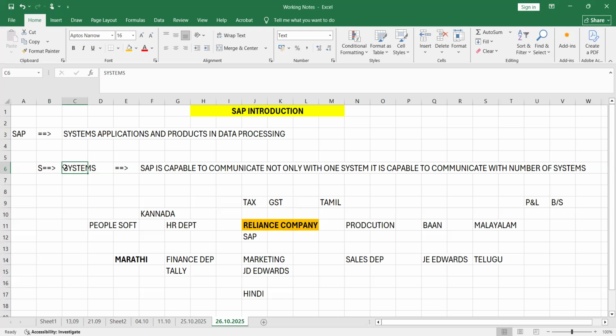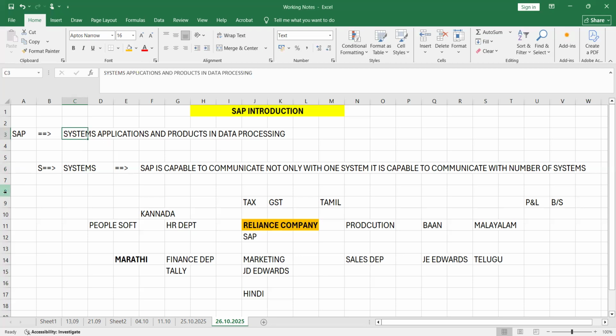Why do we call it systems? Again I'm reiterating, SAP is capable of communicating not only with one system, but with a number of systems. So that is the reason, in the abbreviation, it is considered as systems.